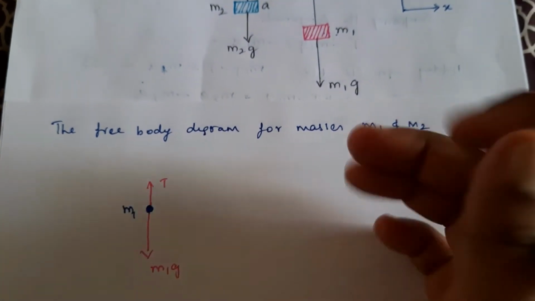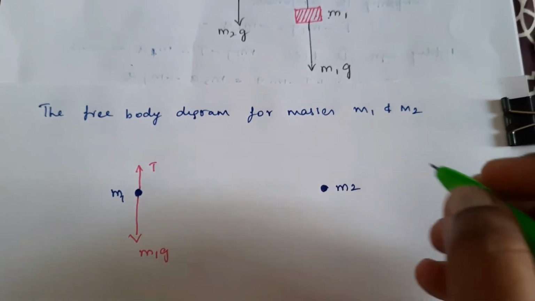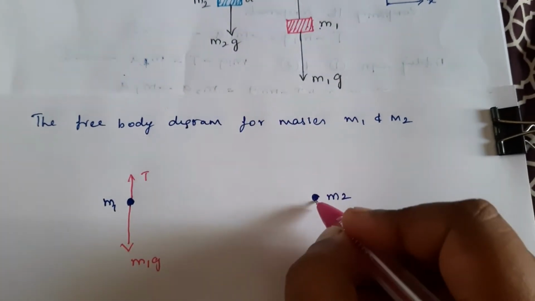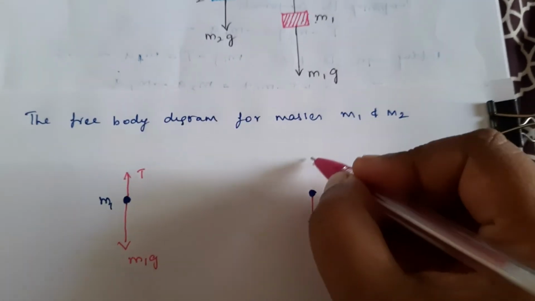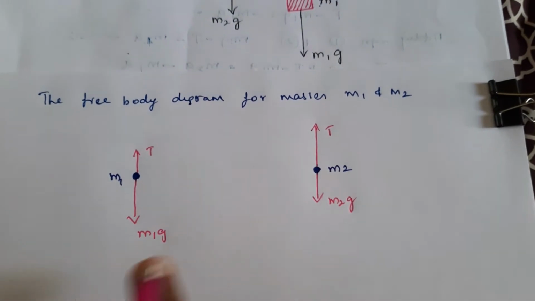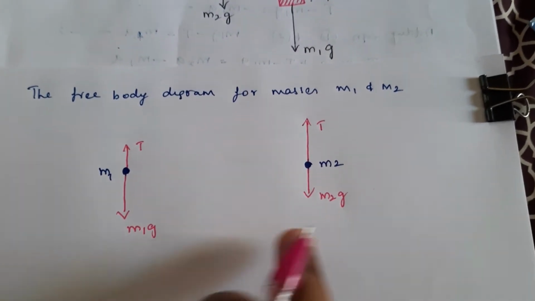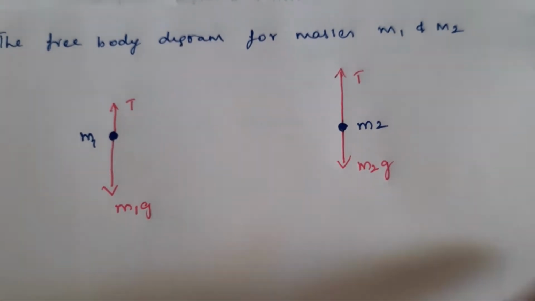Now I can go for drawing for m2. So this is m2 mass. Here the gravitational force is less, but the tension force is greater. So I have drawn two free body diagrams for mass m1 and m2.